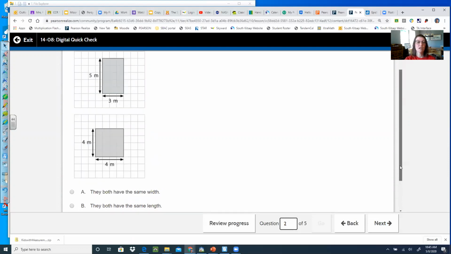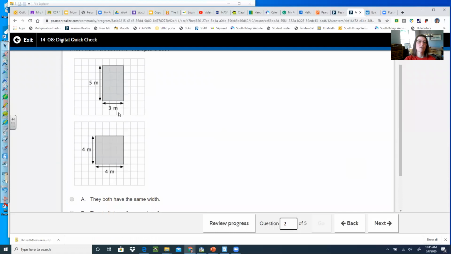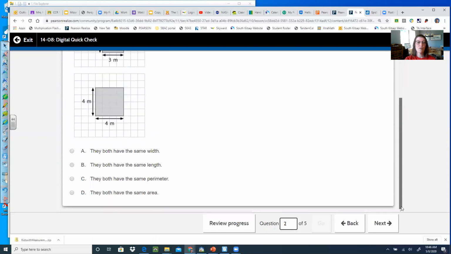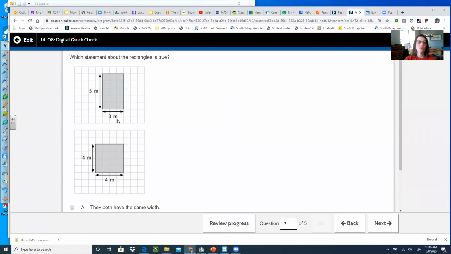They both have the same perimeter. 3 plus 5 is 8. 3 plus 5 is 8. 8 plus 8 is 16. 4 plus 4 is 8. 4 plus 4 is 8. 8 plus 8 is 16. They both have the same area. 3 times 5 is 15. 4 times 4 is 16.